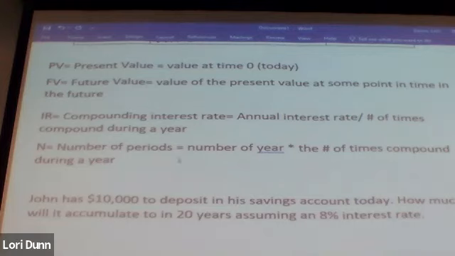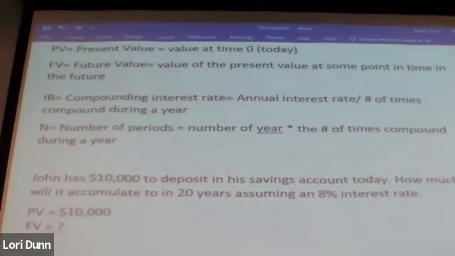So let's see which of these items up above we know. Do we know the present value? Yes, the present value of this investment is today's amount, 10,000. So I'm going to jot that down. Do we know the future value? No, that's what we want to calculate. So I'm going to put a little question mark there.